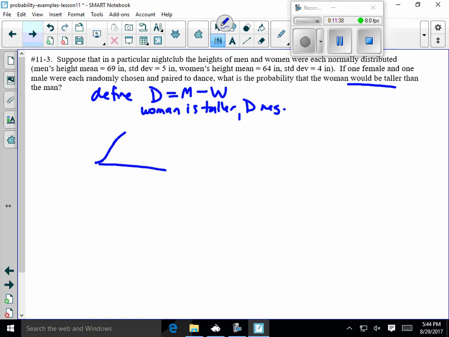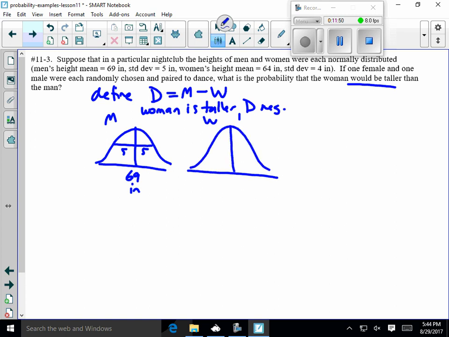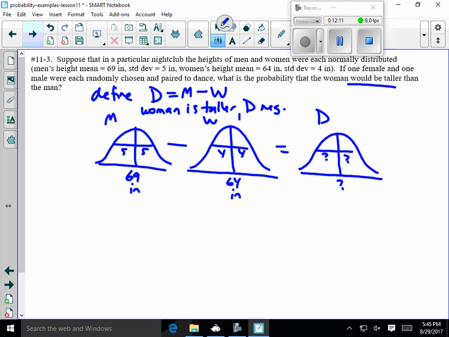I have a distribution for the men, for the males, that's centered at 69 inches with a standard deviation of 5 inches. And I have a distribution for the women that's centered at 64 inches with a standard deviation of 4 inches. And if I take a man's value minus a woman's value in height, then I'm going to get my difference distribution. Men minus women is how I defined it. And that will have some mean and standard deviation. So my first job is to figure that out.